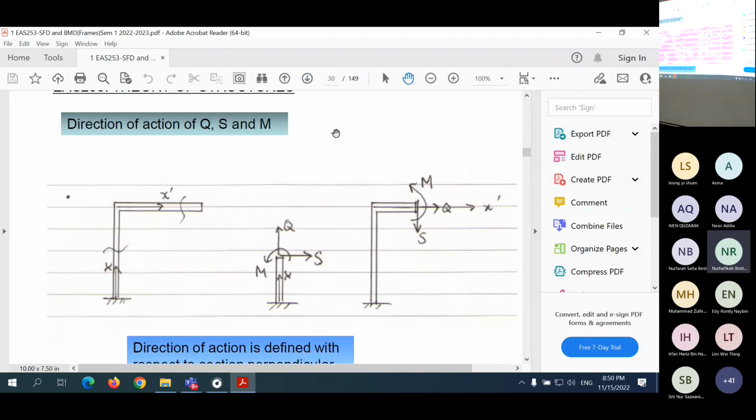Now, here I show you the diagram of a cut section.